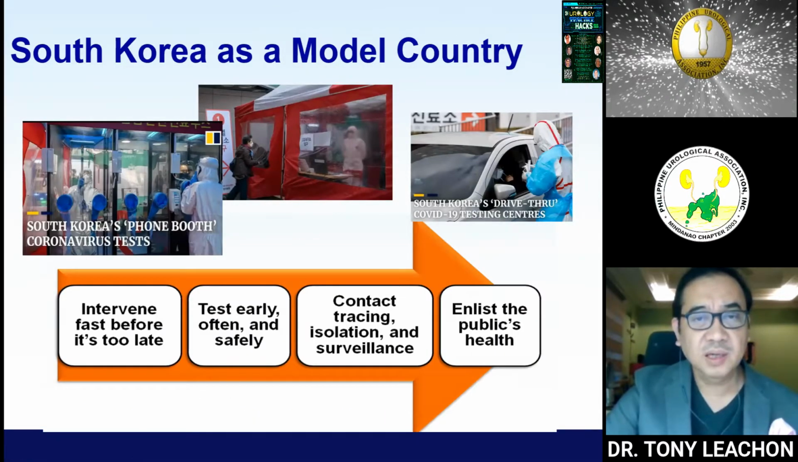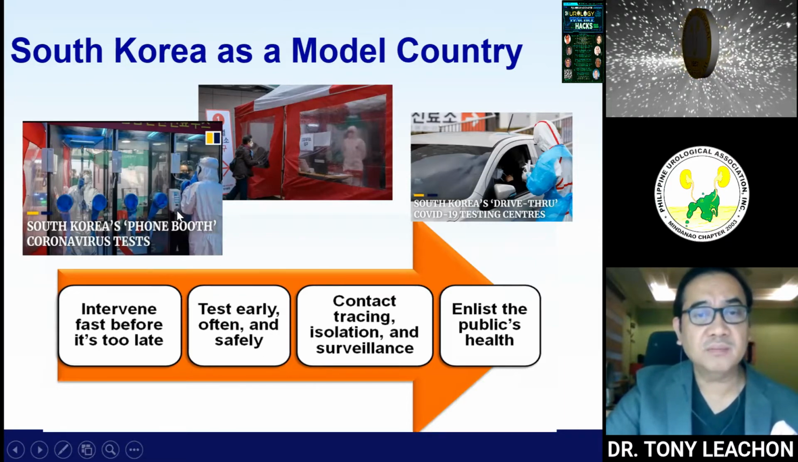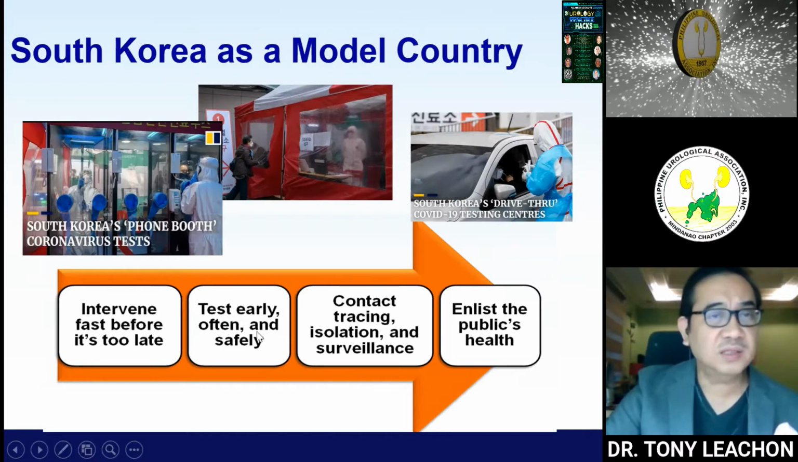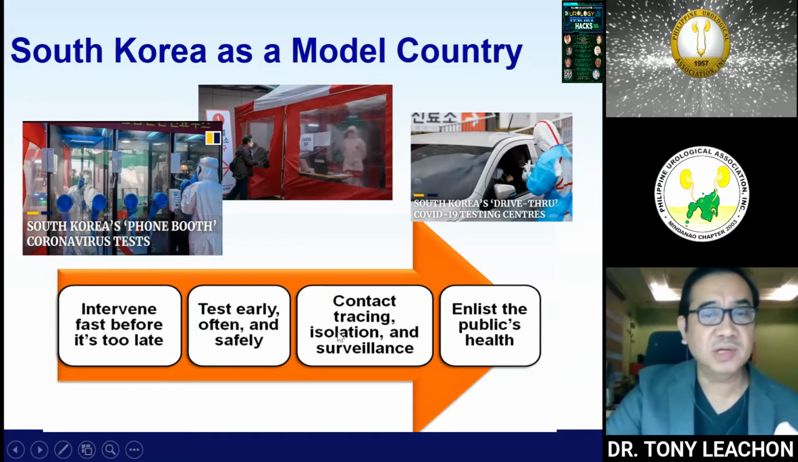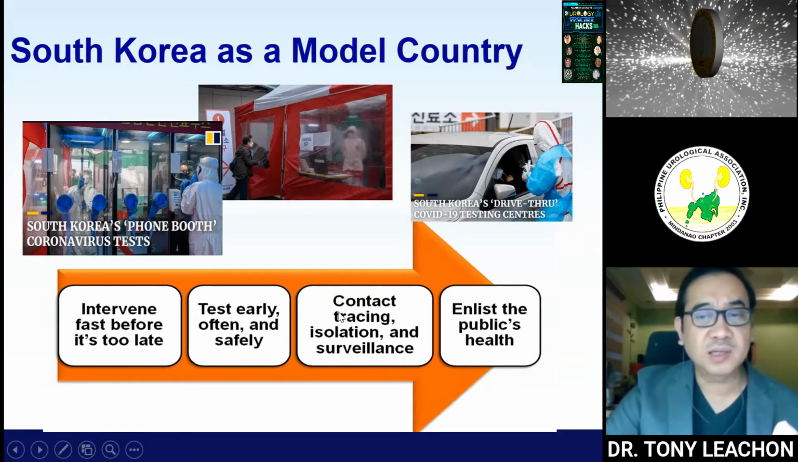South Korea has been a favorite reference model of mine. Without the benefit of the lockdown, they intervened quickly before it was too late. They actually installed or established the drive-through testing center. They tested early, often, and then safely. And then they established contact tracing, plus isolation facilities, quarantine facilities, and did surveillance studies, and also used digital technology to actually do contact tracing.